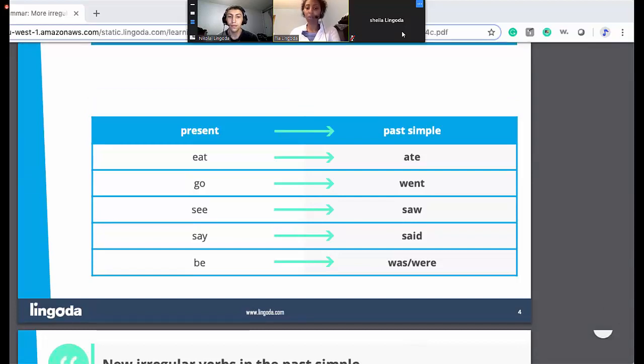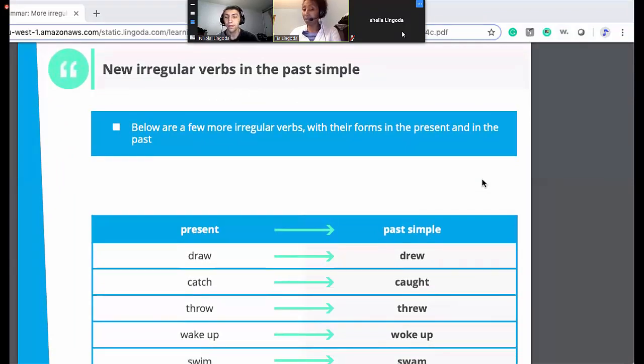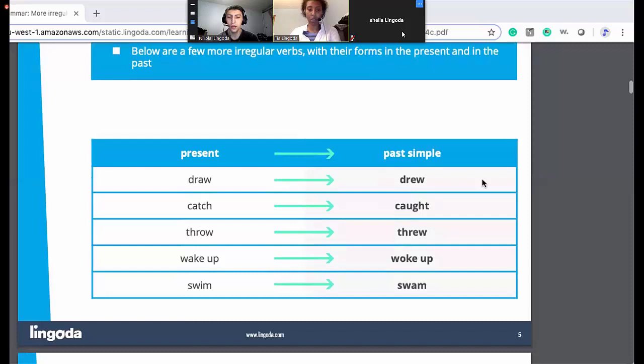Okay, so I'm going to go on. New irregular verbs in the past simple. These may be new to you or maybe not, but look at them. Draw, drew, drawn. Draw and drew. I drew a picture of you. Catch, caught, caught. Throw, threw. Wake up, woke up. Swim, swam.